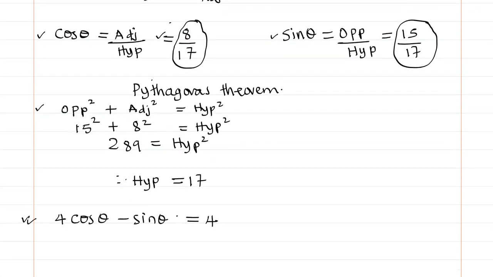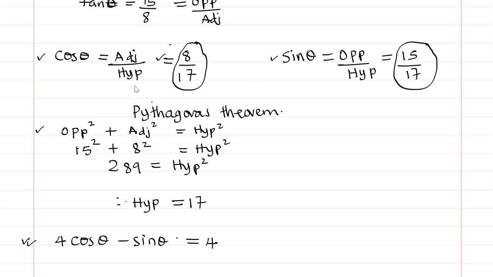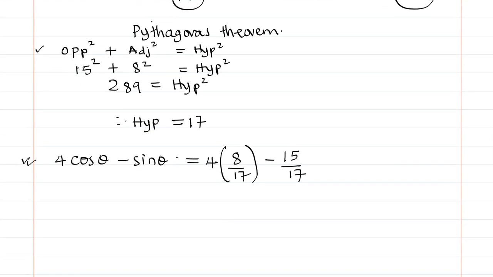So we simply substitute. We have 4 cos of theta. Cos of theta is 8 out of 17. So 4 times 8 out of 17, minus sine theta. Sine theta is 15 out of 17. Remember, this 4 was only on cos, so we don't put it on the value of sine theta. It is a coefficient of cos theta. Then now from here we simplify. This is no longer trig, this is just a simple operation of fractions.